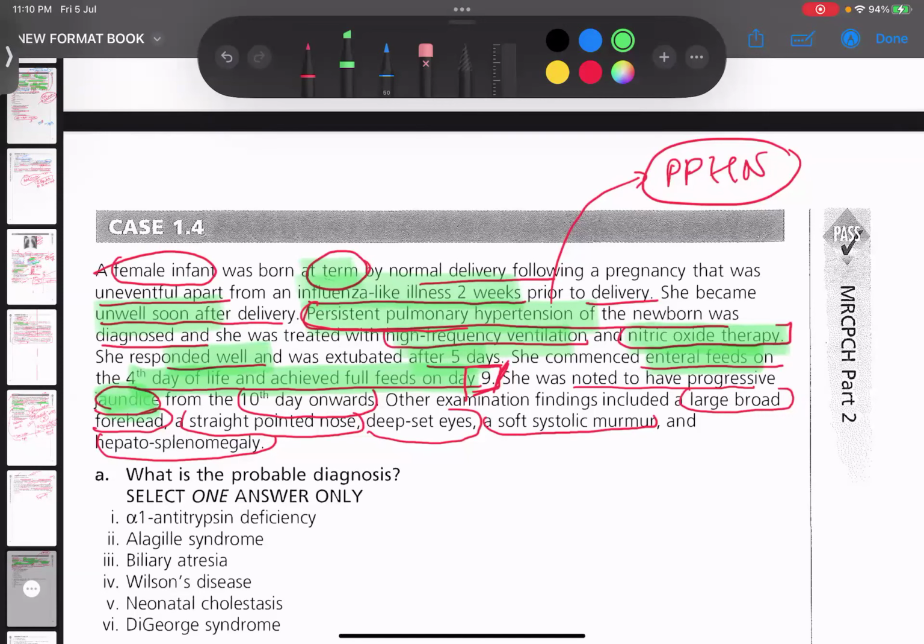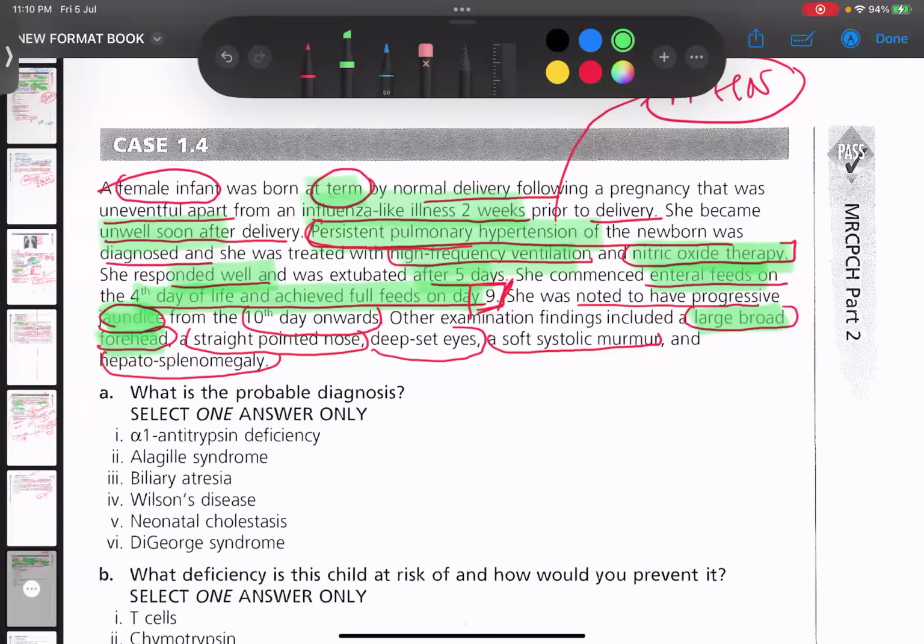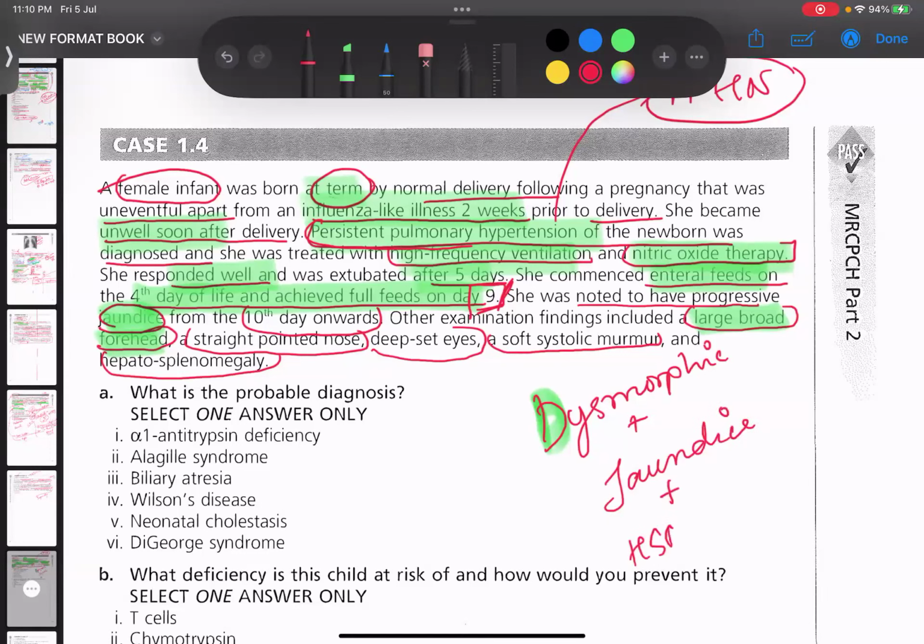Along with that, on examination, you are seeing a large, broad forehead, prominent nose, deep set eyes, and there is a murmur along with hepatosplenomegaly. So I'll not consider the previous history because the child was well. But right now the child is presenting to us with certain dysmorphic facial features, along with jaundice, along with hepatosplenomegaly. And these dysmorphic facial features of a large forehead, pointed nose.